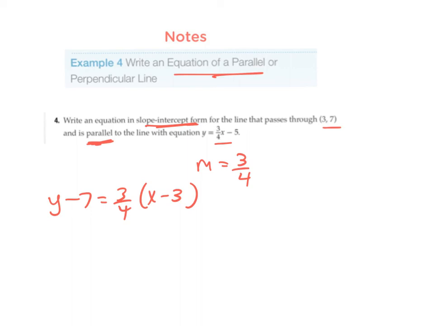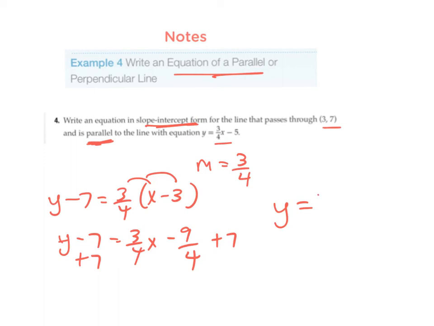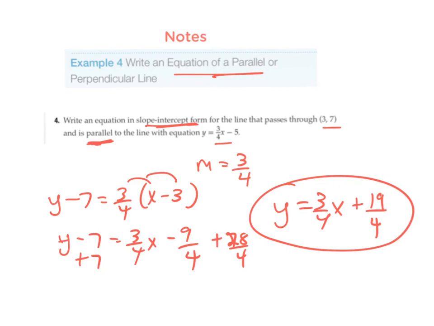So I'm going to multiply through. y minus 7 equals 3/4 x minus 9/4. And then all I have to do is add the 7 to both sides. And so y will equal 3/4 x, and when I add 7, I change this to 28 over 4. I would get 19 over 4. That can't be reduced any further, so we'll leave it, and there's our equation.